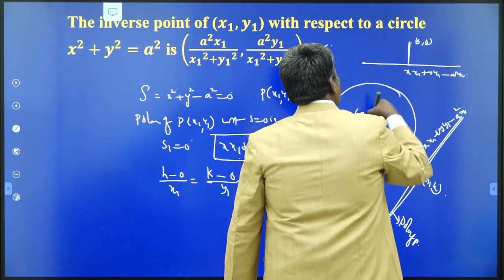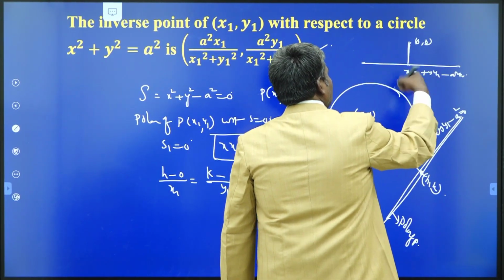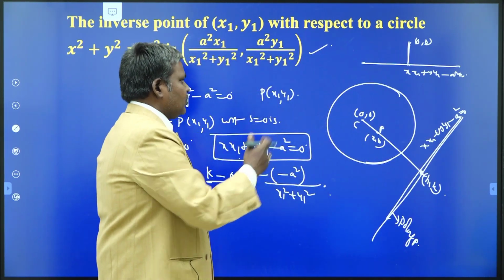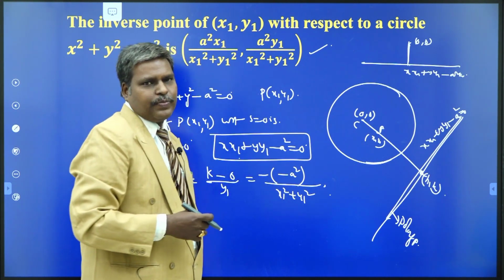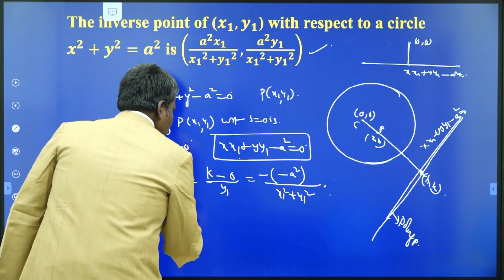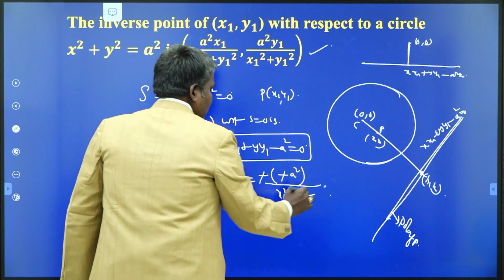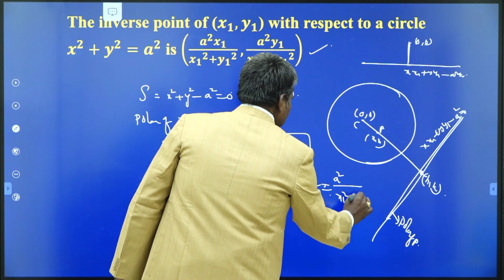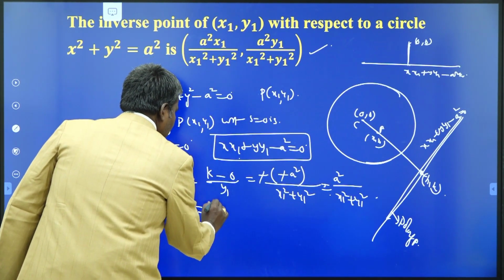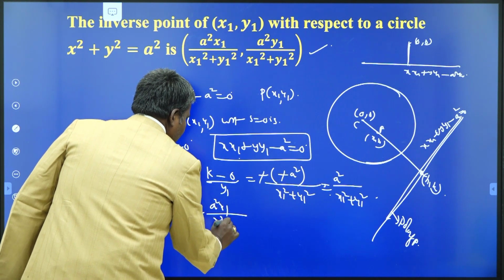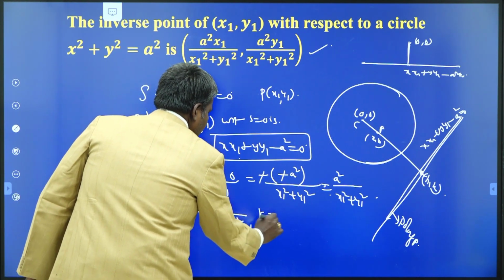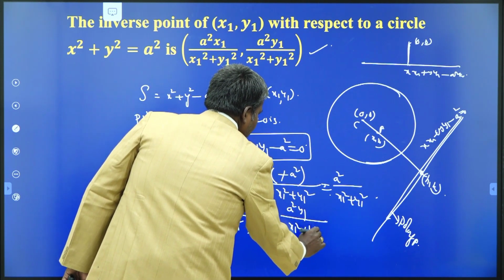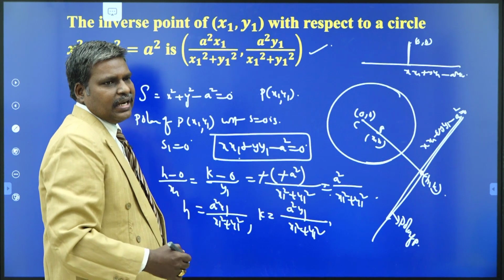Or you may find the equation of CP and solve with that, and you get the inverse point also. Before going to solving those two lines, it is better to find the foot of perpendicular itself. So h is what now? Minus minus gets cancelled. This is nothing but a²/(x1² + y1²). So h = a²x1/(x1² + y1²), k = a²y1/(x1² + y1²). This is a very important formula. You can easily remember that one.